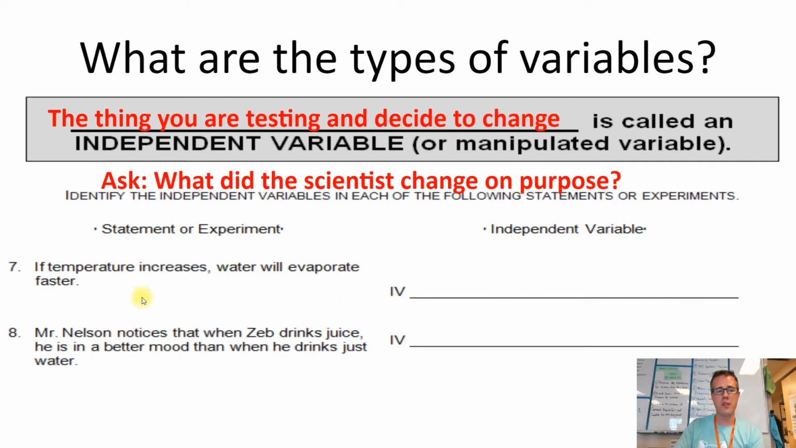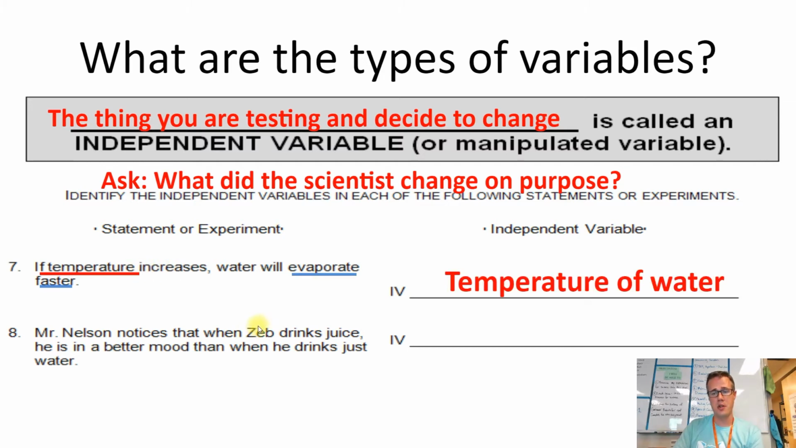So let's go back to a couple of these examples. The first one is, if temperature increases, then water will evaporate faster. Well, the two variables are the temperature and the rate that the water evaporates. You have to ask yourself, which one of those things do I have more control over? Well, I can't really control how much water evaporates, but I can control the temperature. So that would be my independent variable, or the thing that I'm changing on purpose.